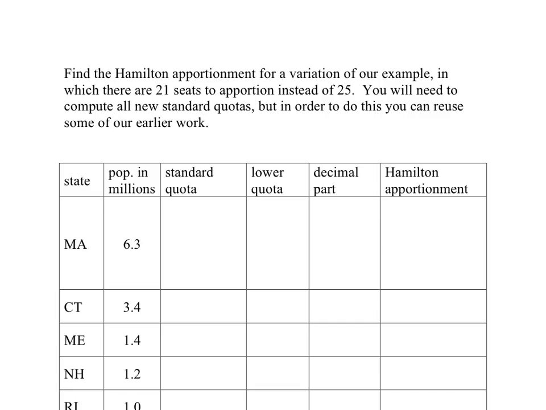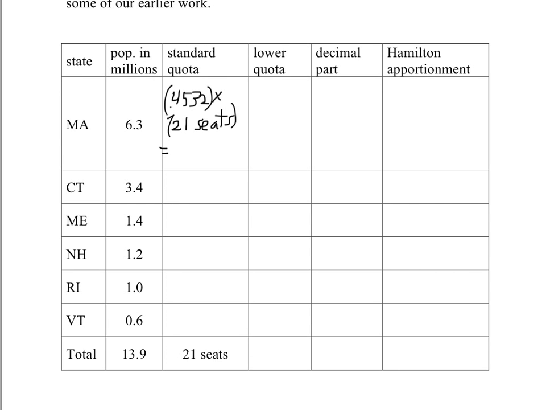So for Massachusetts, for example, we've already figured out that 0.4532 is its share of total population. So 0.4532 times 21 seats is what we now have to compute to find its standard quota. In other words, the 0.4532 here is work that we've already done. Remember where that came from. That was 6.3 million divided by 13.9 million total.